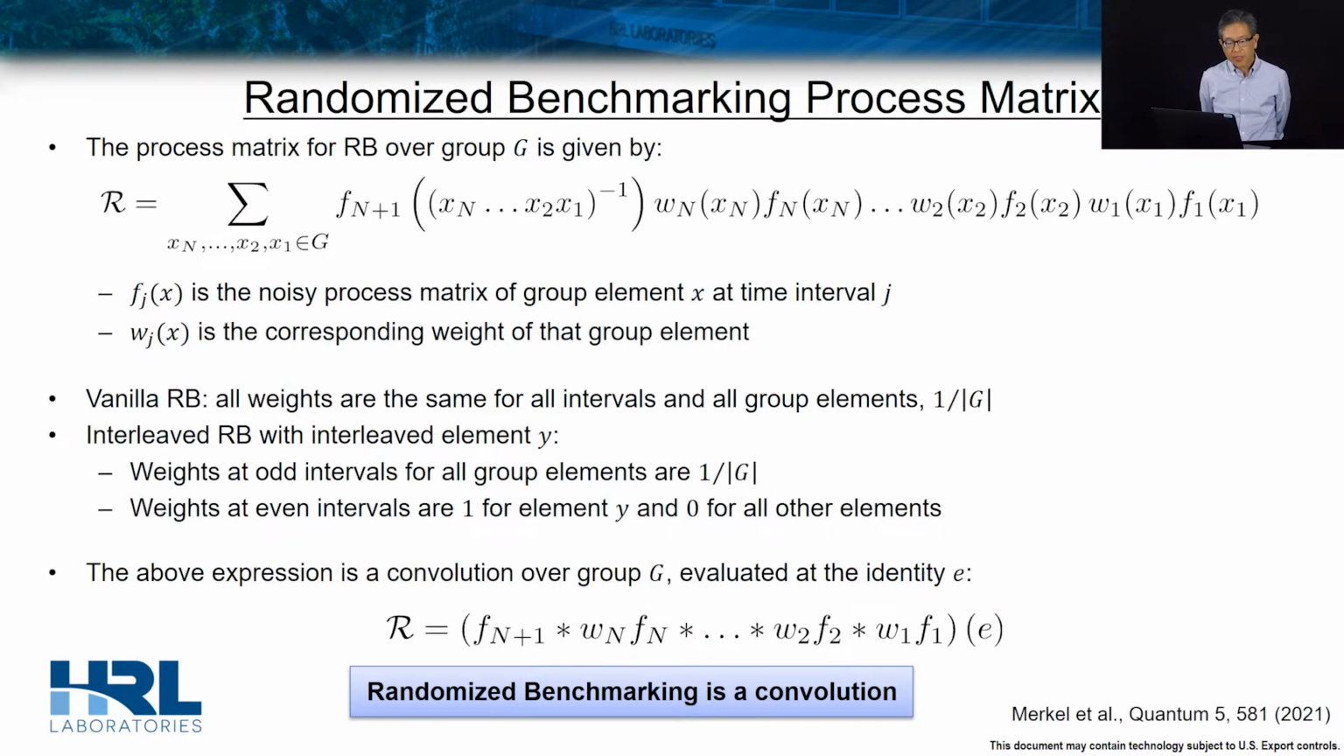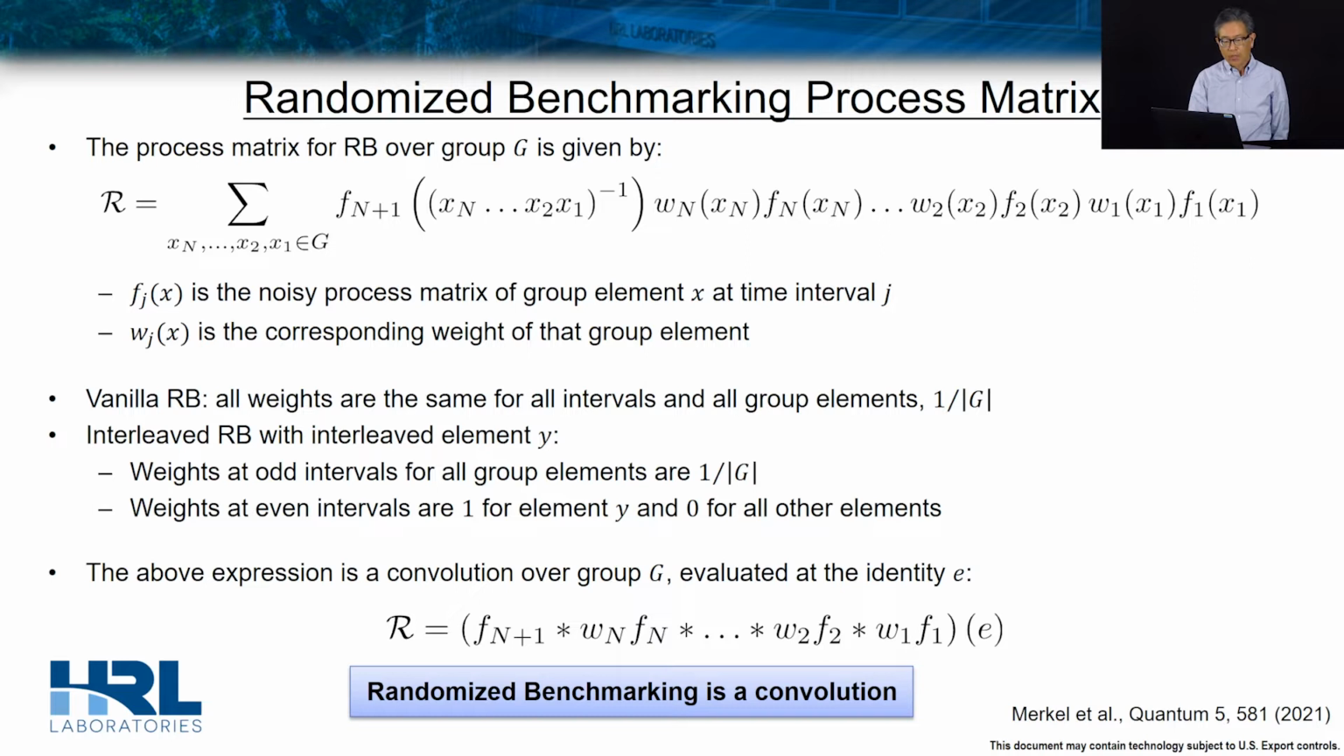The process matrix for RB is given by the average of the product of weighted noisy process matrices with the final inversion process matrix. For regular RB, the weights are all the same for all group elements for all intervals. For interleaved RB, odd weights are uniform, while even weights are all 0, except for the weight of the interleaved group element. These weighting choices are the typical ones, but you can choose whatever weight you want.